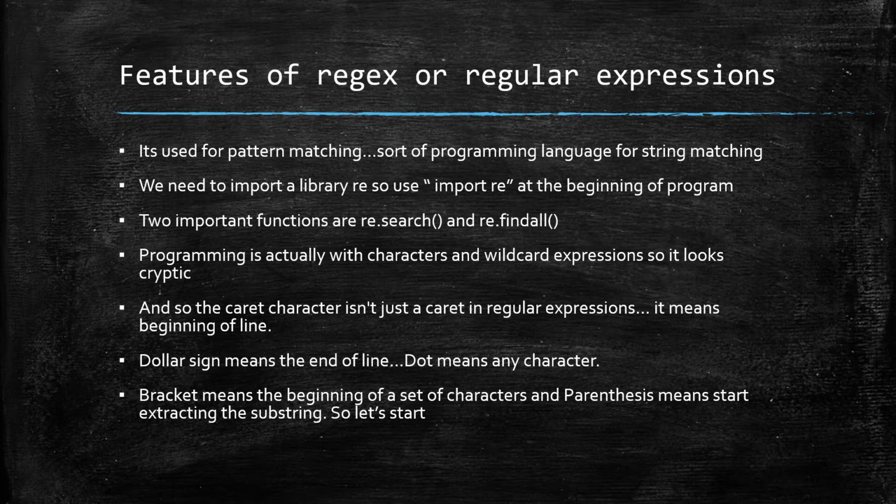Dollar sign will mean end of the line. Dot will mean any character. Plus would mean one or more characters. And bracket would mean beginning a set of characters. Parenthesis means starting and ending of a substring. So let us start and see how we use this programming language.